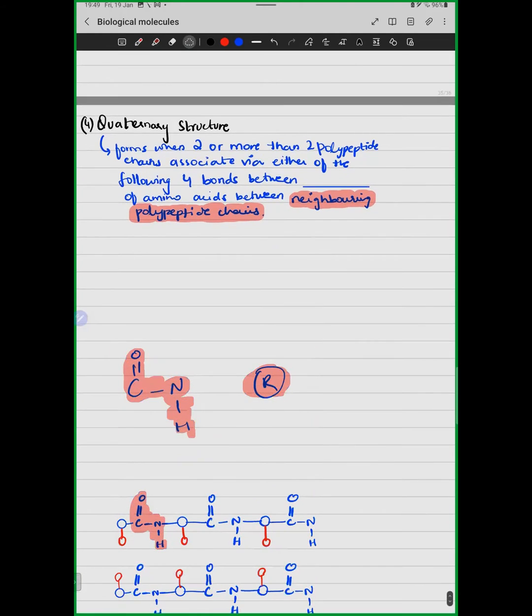Now, हमारे पास जो 4 bonds हमने study किए थे वो कौन कौन से थे? Hydrogen bonds थे. Then we studied hydrophobic interactions. And then we said that there are ionic bonds. And then we said there are disulfide linkages.